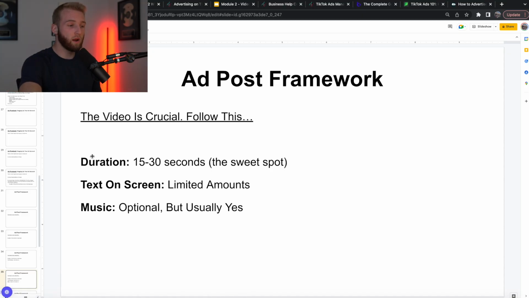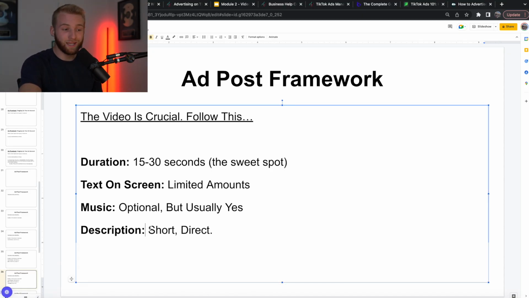Again, this goes back to the whole native versus invasive. You don't want to make it very clear it's an ad. Like if somebody's talking, "Hey guys, check out this LED light. It's my absolute favorite product of the year. You have to check it out." Like that's an ad. That's an ad and it's aggressive and it's probably not something that you're going to want to do. Okay. So continuing on here, description, short and direct.